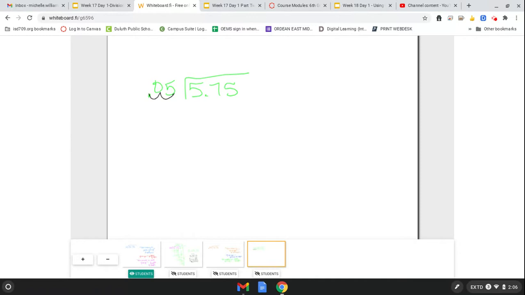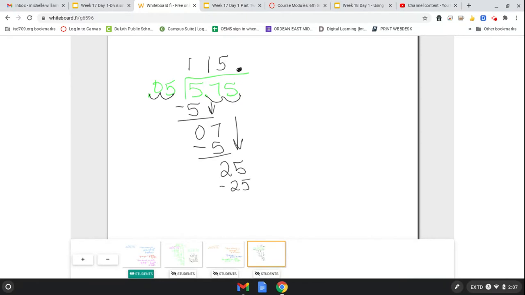So here we moved our decimal 2 places to the right. Whatever we do to the divisor, we have to do to the dividend. So we too are going to move it 2 places and go straight up with it. 5 goes into 5 once, which is 5. Bring down your 7. 5 goes into 7 once, which is 5. Subtract it, you get 2. Bring down your 5. 5 goes into 25 5 times, which is 25, and we get 0. So 5 and 75 hundredths divided by 5 hundredths is 115.